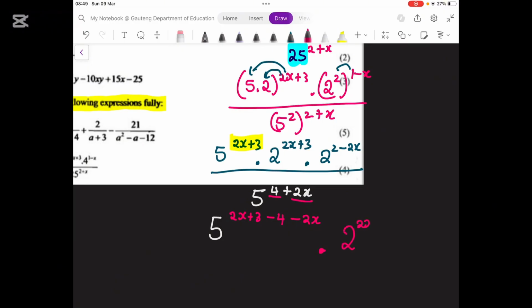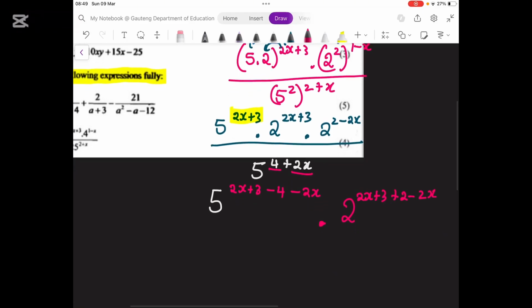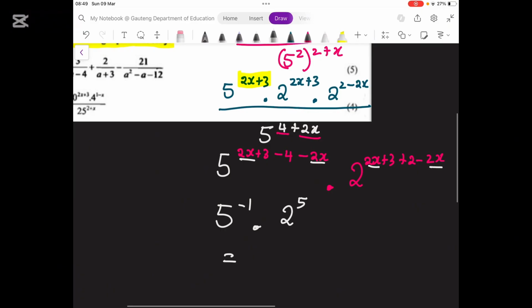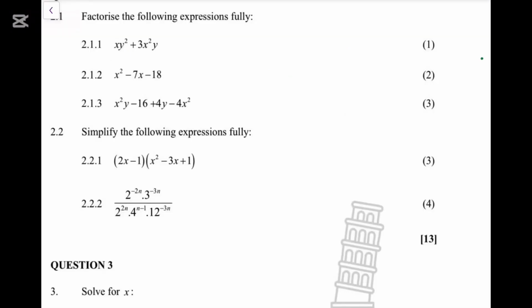So it will be 2x plus 3 plus 2 minus 2x. And then if we add the like terms here, we are going to have 5, and then 2x minus 2x is 0. 3 minus 4, it will be negative 1. Multiply by 2. 2 minus 2 is 0. And then 3 plus 2 is 5. So 2 to the exponent 5. So this is the same as 32.